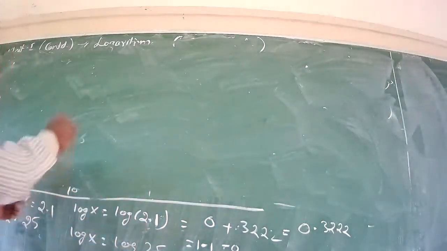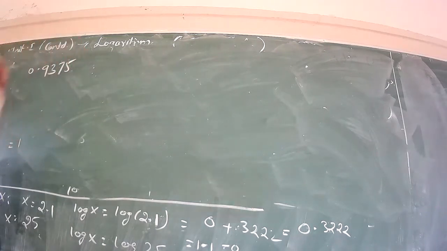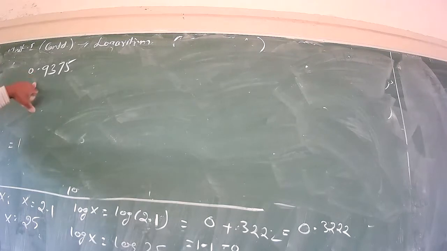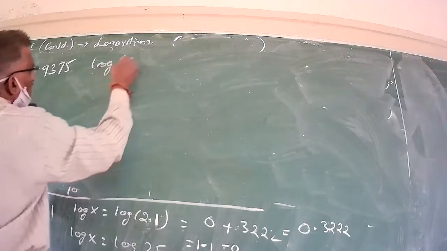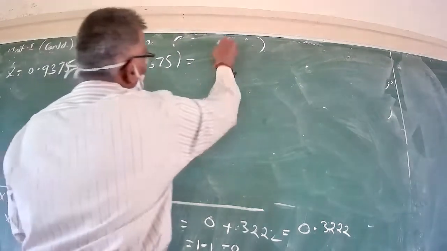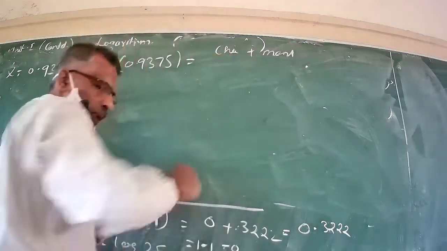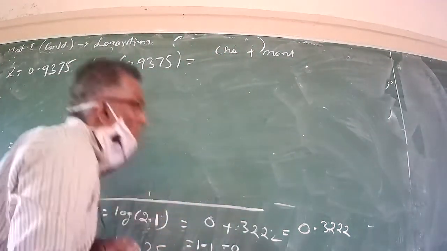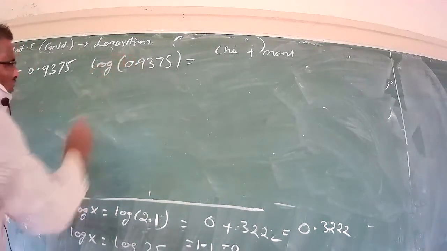Suppose the number is 0.9375. Let x equal this, so log of x equals log of 0.9375, which is again some characteristic part plus Mantissa part. So how to find the characteristic part? The characteristic part is found by visual inspection. Here the characteristic part is 0.